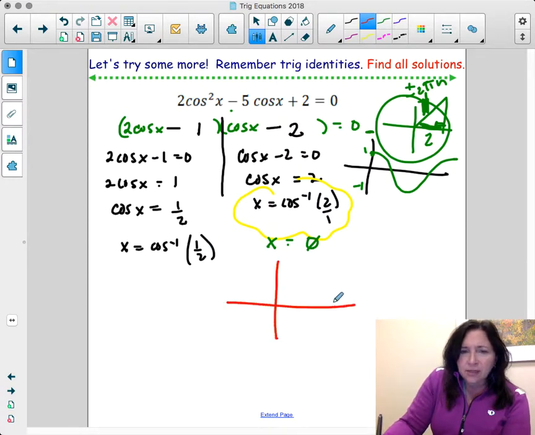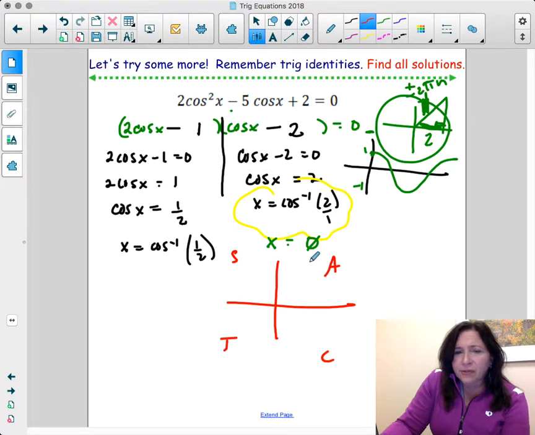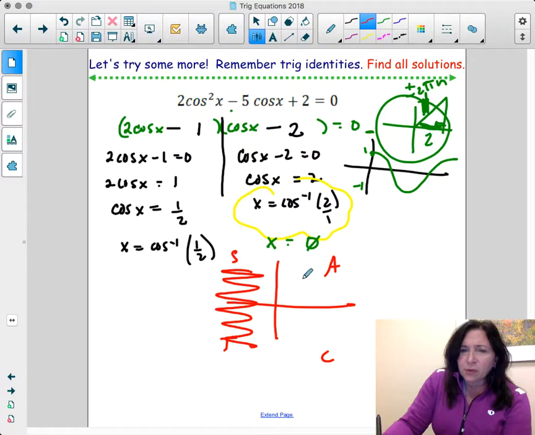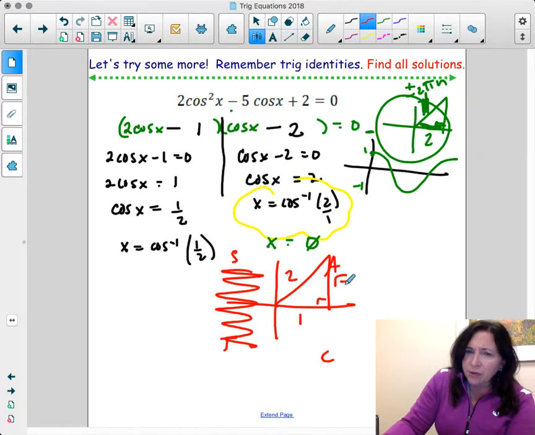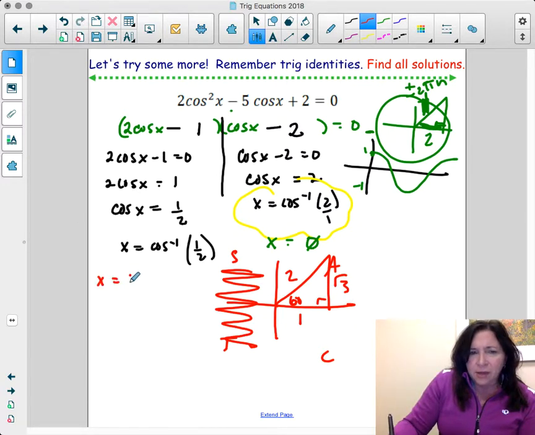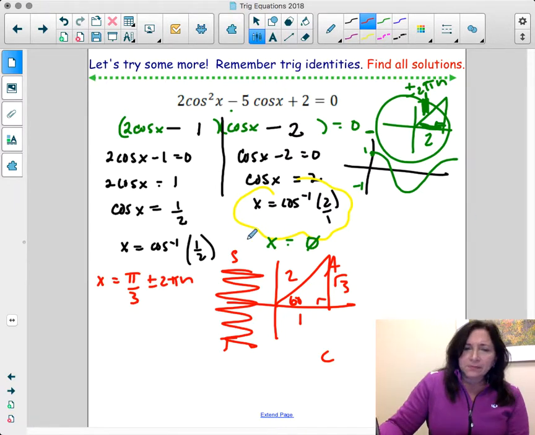So again, let's look at our circle. All students take calculus. Cosine is positive in these two quadrants here. So therefore, these are out, and we're just looking at the first quadrant. Cosine being adjacent over hypotenuse, another root 3, 60 degrees. That's a third, pi over 3. So we know that it's going to be pi over 3 plus or minus 2 pi n, because they want to know forever and ever.